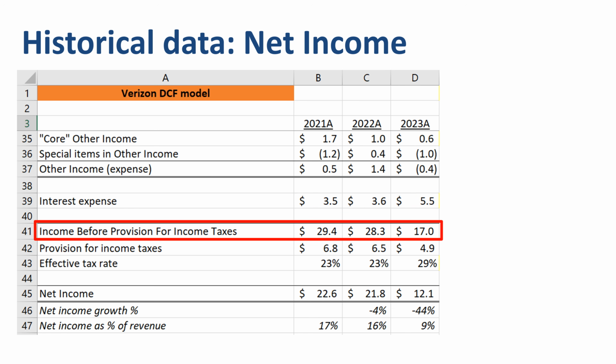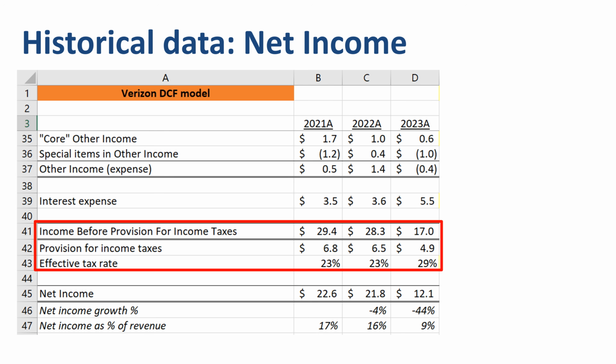Income before provision for income taxes is also known as pre-tax profit. Below that line is the provision for income taxes. Once you know those two numbers, you can calculate a key value for any DCF analysis, the effective tax rate.